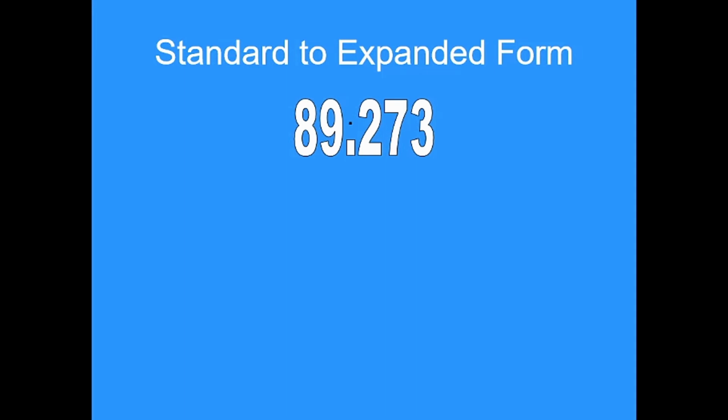Another example, 89.273. This is your standard form and we will write the expanded form. What is the value of 8? It's 80 plus, what is the value of 9? 9 plus our decimal, 2 times 1 over 10 because it is in the tenths place, plus 7 times 1 over 100 because it is in hundredths place, and our last decimal, 3 times 1 over 1000 because it is under thousandths place.